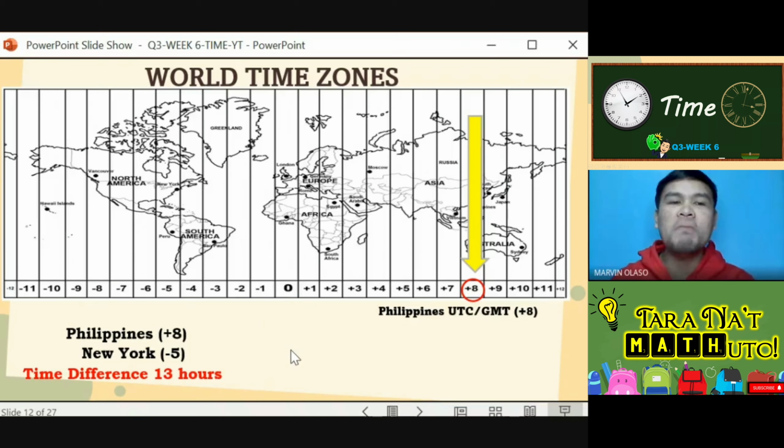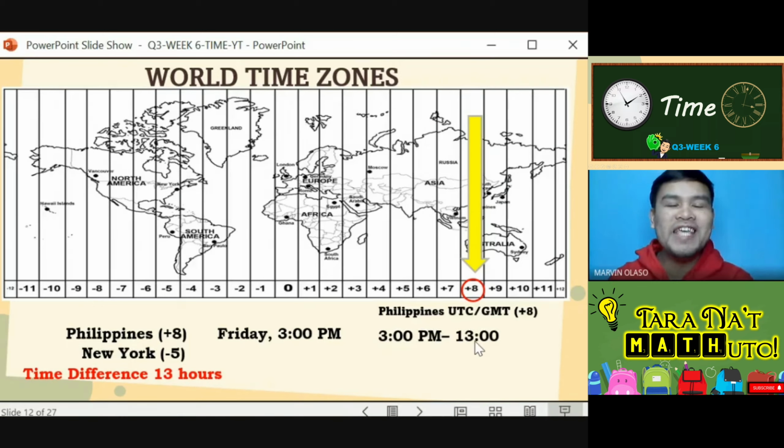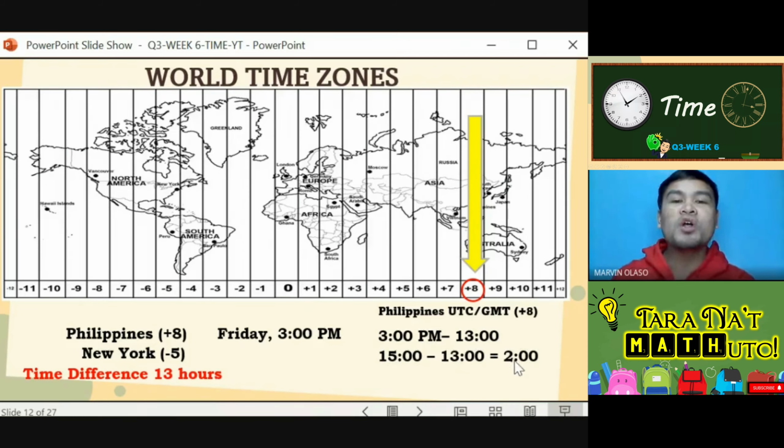Ayan ang pagitan. For example, here in our country, Friday, 3 o'clock p.m. So paano natin yan kukunin? We will just subtract 3 p.m. minus 13 hours kasi yun yung time difference. Since 3 minus 13, we cannot subtract, we will convert it to 24-hour format. So 3 o'clock p.m. is equal to 1500 hours. Minus 13, so we have now 200 hours.